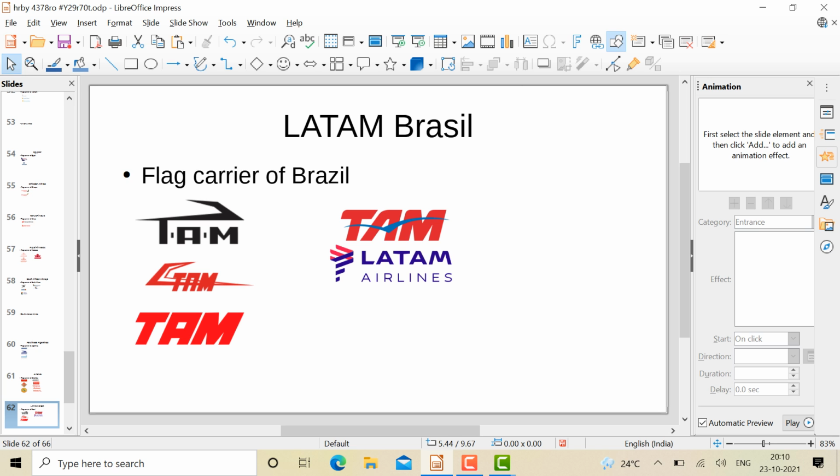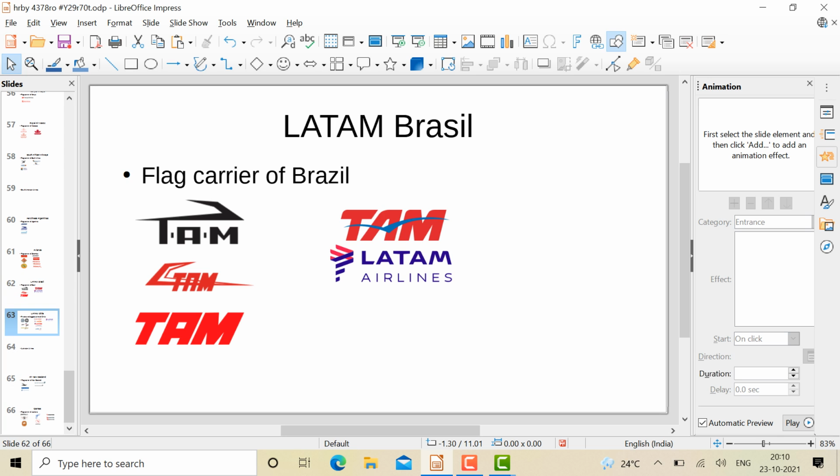TAM, and then the emblem was removed, and only the line with TAM was left. TAM was then added in front with the bird. Before the logo completely changed its name to Latam Airlines. It became a portion of the Latam, renamed as Latam Brazil, and there were a few stripes added.